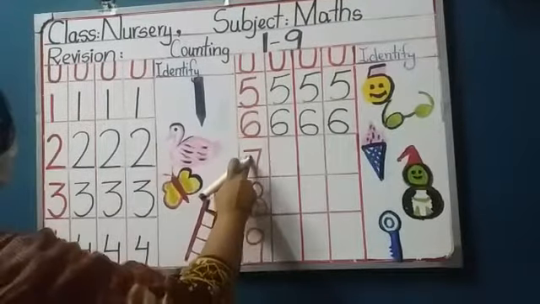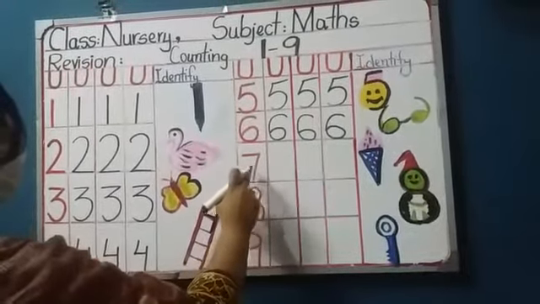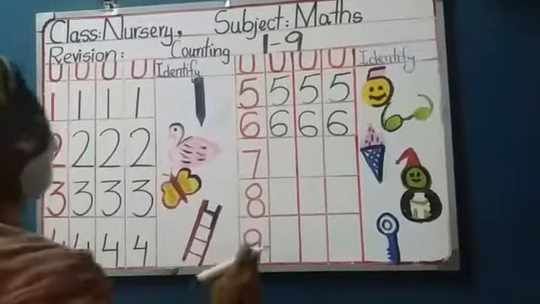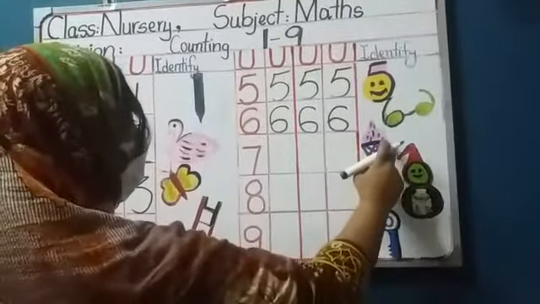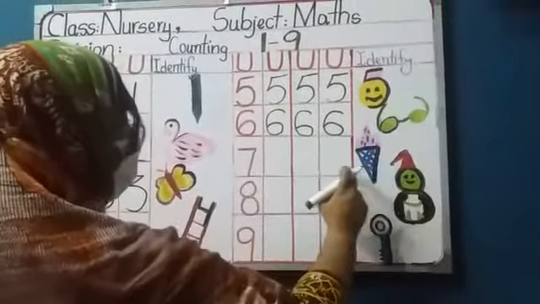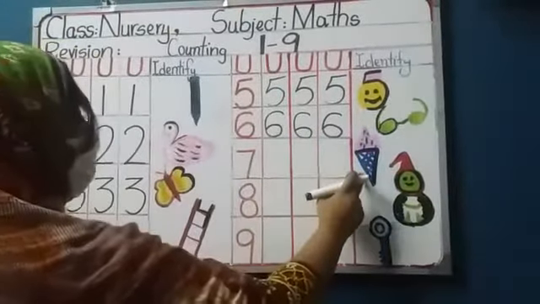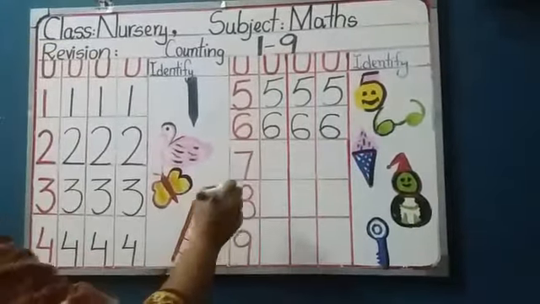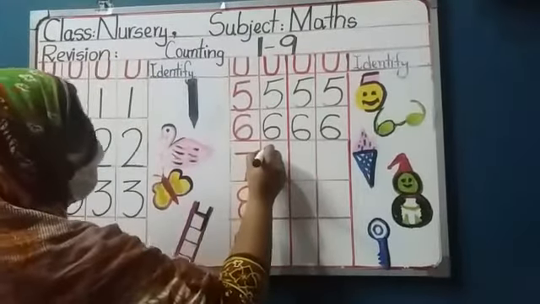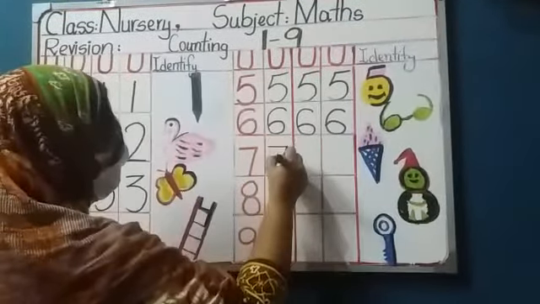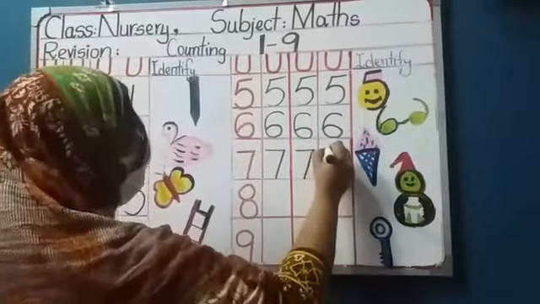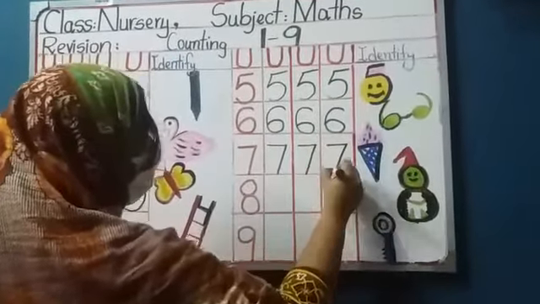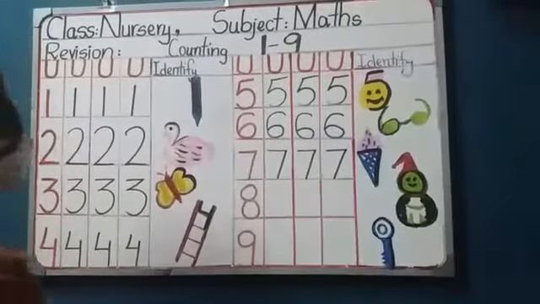Now come on this digit. What is this? Digit 7. And the shape of 7 is matching with the ice cream. This is an ice cream. So we can easily identify 7. Now look how to write it. Like this. So easy. Write with me. Read 7.